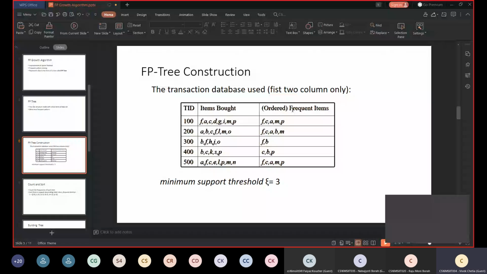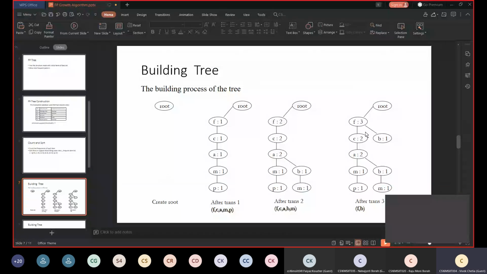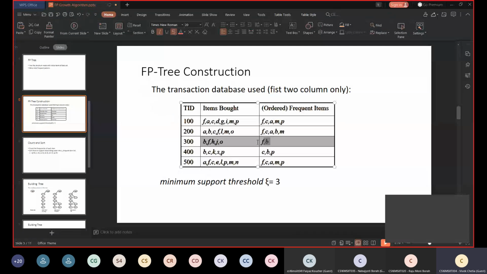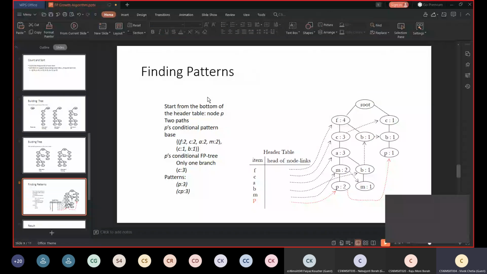So now how do we find the patterns? Let's take the example of item P. We arrange those items in descending order, then we start from the minimum, the last one. Here P is the least that we have seen. Wait, let me show that. P in the descending order comes at the last, so we will take P first. Then in order to reach P, what are the paths? We have seen that one path is F, C, A, M and another path is C, B. So we have taken FCAM and CB.